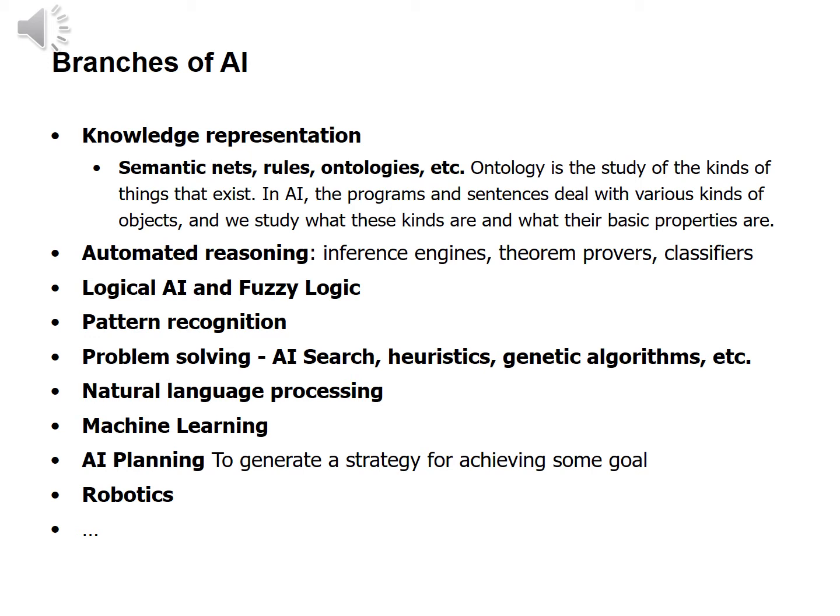The next one is ontologies. An ontology represents the world descriptively. An ontology is the study of the kinds of things that exist. In AI, the programs and sentences deal with various kinds of objects. So we study what these kinds are and what their basic properties are. Then there is pattern recognition. In AI pattern recognition, basically we want the programs to make observations of some kind, and they should compare them to the patterns that they already have in their databases. So, for example, a vision program may try to match a pattern of eyes and a nose in a scene in order to find a face.